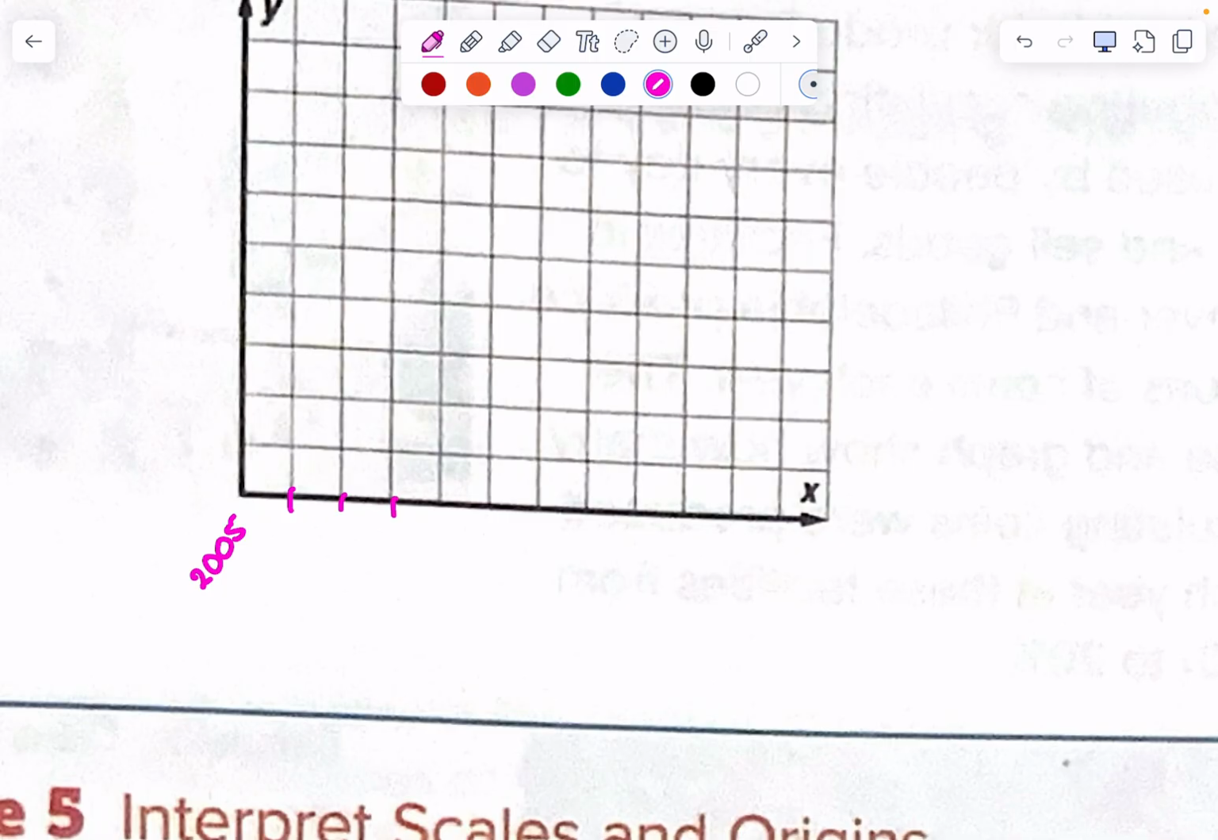2006, 7, 8, 9, 10. 2010 is here. 11, 12, 13, 14, 15, 2015 is here. There we go. I changed my mind because they don't give me a big enough graph, so we're going to start at 2005 instead. I am still going by ones, but I'm going to label every single dot. I could start at 2003 and have enough space, but I'm not going to.